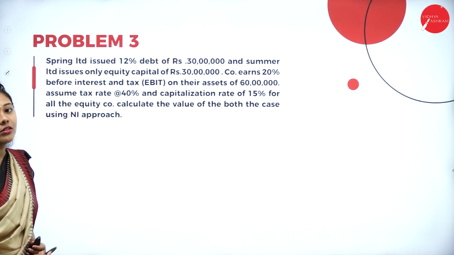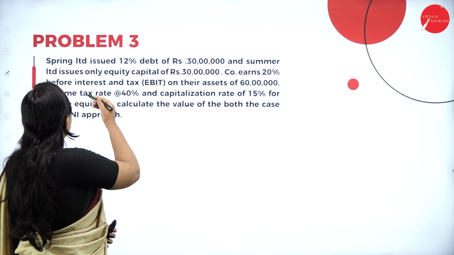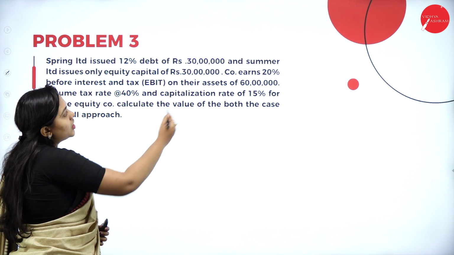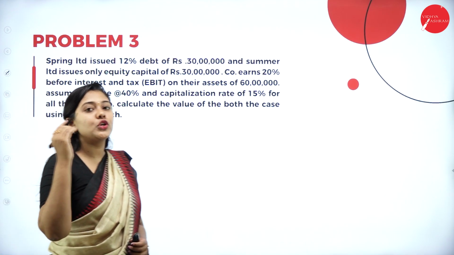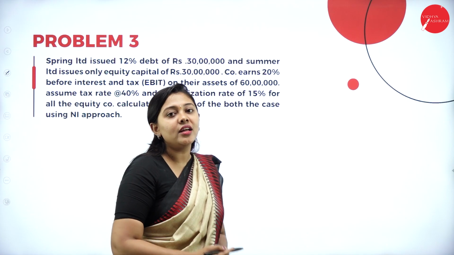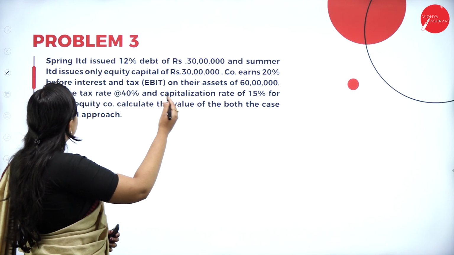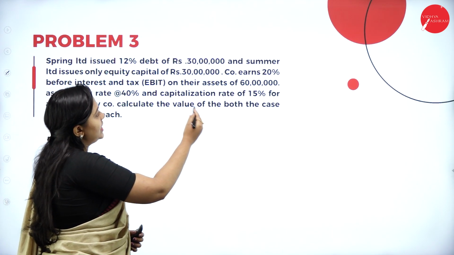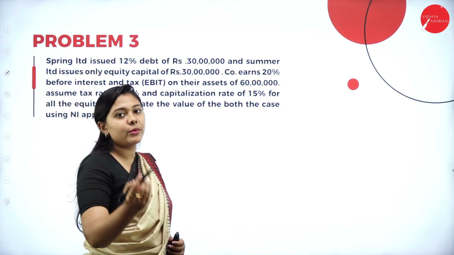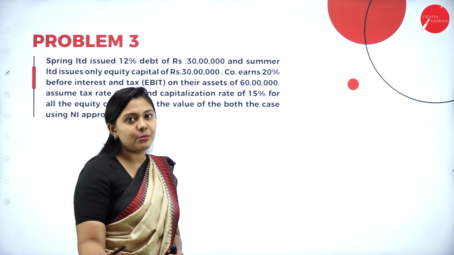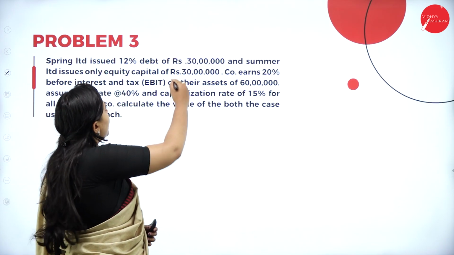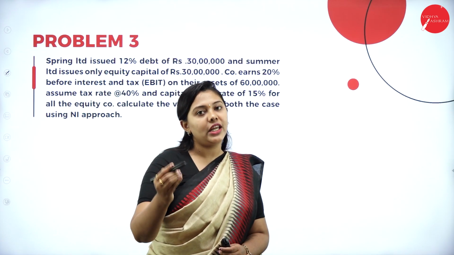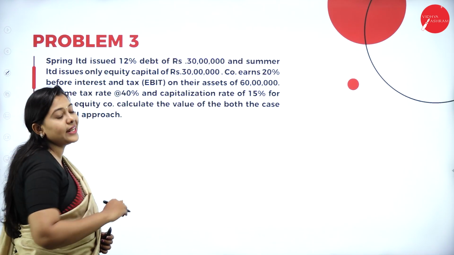So let us read out the question carefully. Spring Limited issues 12% debt of rupees 30 lakhs. So Spring Limited is using debenture in their capital structure, and Summer Limited issues only equity capital of rupees 30 lakhs. So we have 2 companies here, Spring Limited and Summer Limited. Spring Limited is all about 30 lakh debenture and your Summer Limited issues only equity share of rupees 30 lakhs.